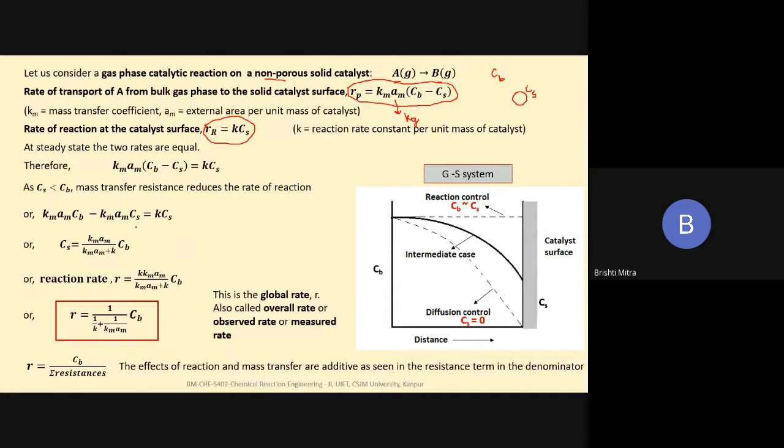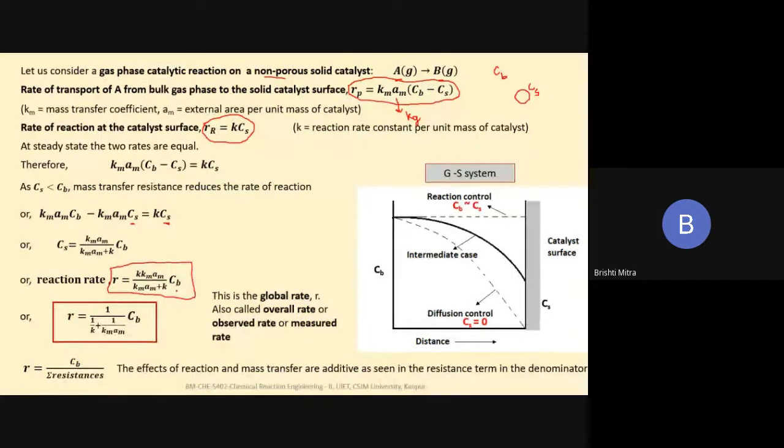Now, if I try to find the non-measurable part from here, that means what we cannot measure, the concentration at the surface, this is Cs equal to Km Am divided by Km Am plus K, into Cb. And if I put this expression of Cs in the rate expression, then what I get is that the reaction rate R is equal to Km Am into K divided by Km Am plus K, into Cb.